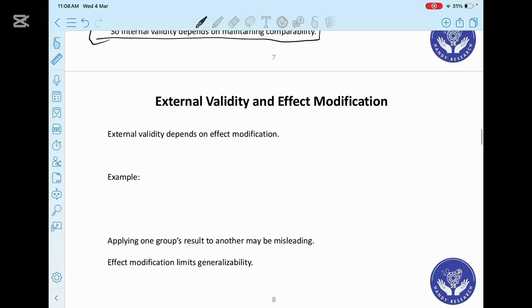Now, external validity and effect modification. External validity depends on effect modification. If the effect varies across populations, generalization requires caution. That is the simple concept.